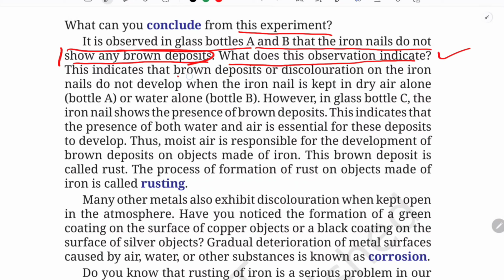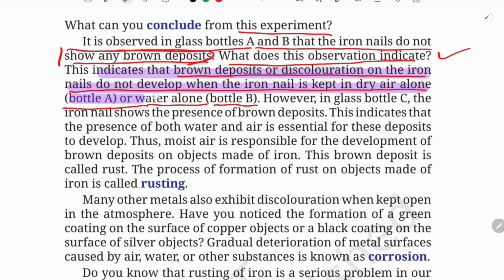It indicates that brown deposits or discoloration on the iron nails do not develop when the iron nail is kept in dry air alone, that is in bottle A, or in water alone, that is in bottle B. This is our observation. So this is important. It indicates that brown deposits on the iron nail do not develop when the iron nail is kept in dry air alone as well as in water alone. I hope this was clear.